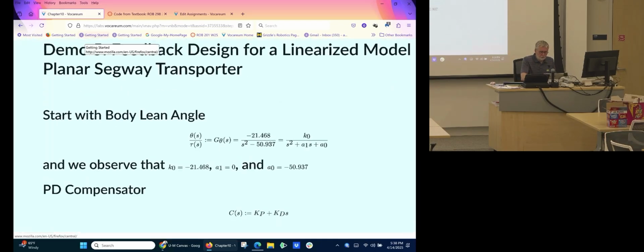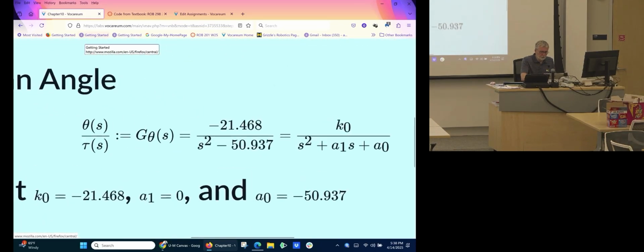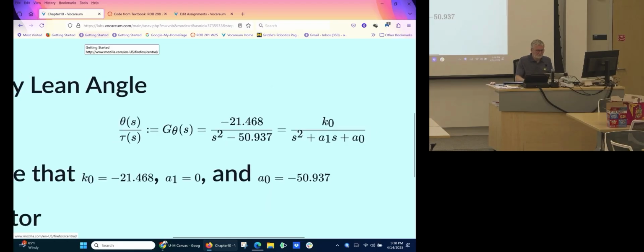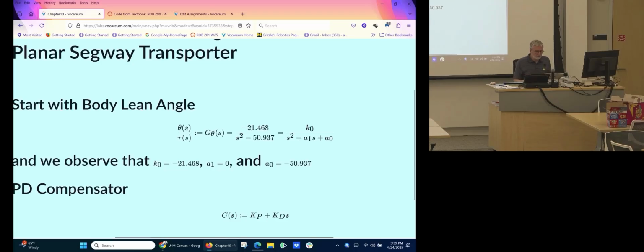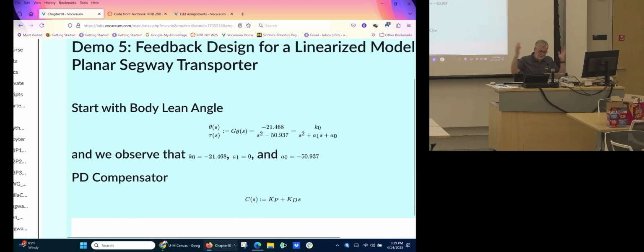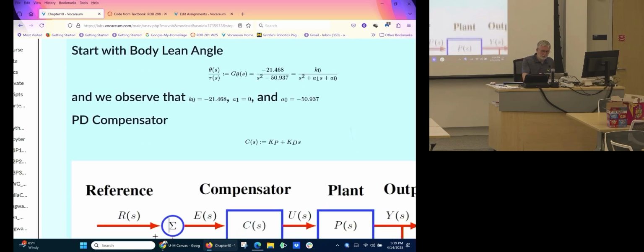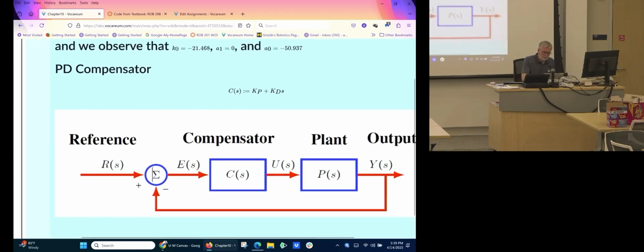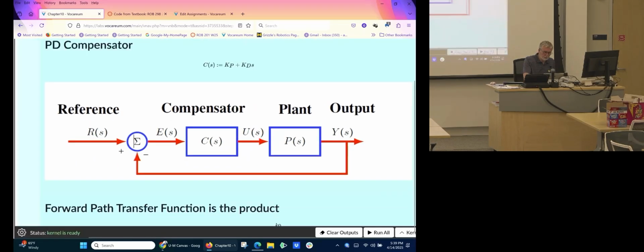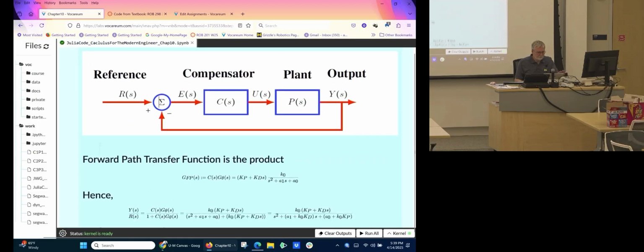Okay, so here's the transfer function for speed. And we write it as a constant over s squared plus a1 s plus a0. So it looks just like what we had a second ago as the canonical second order system. We choose a PD controller, so now we know what goes in here in the compensator.